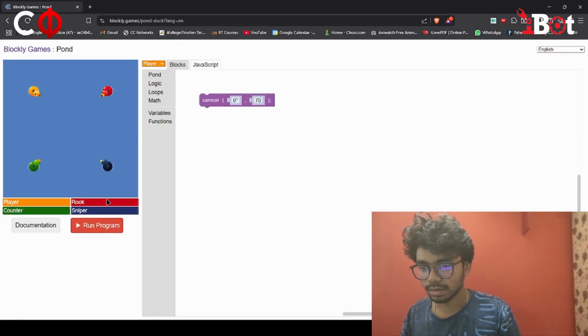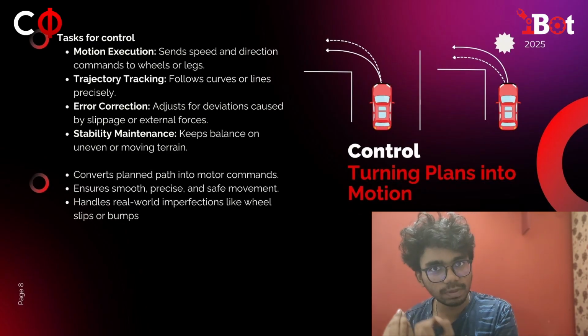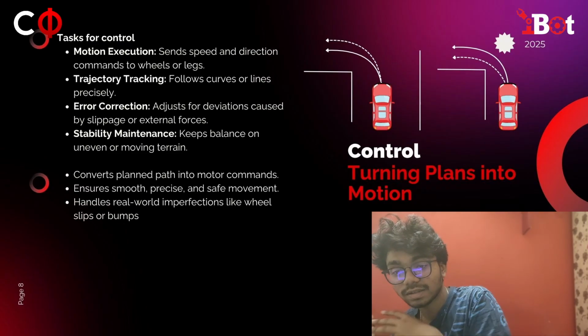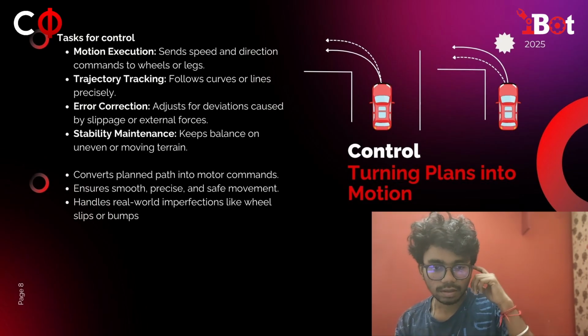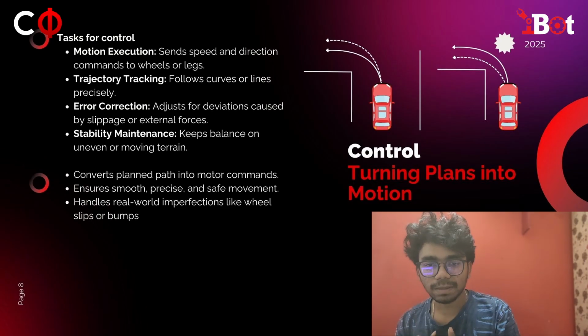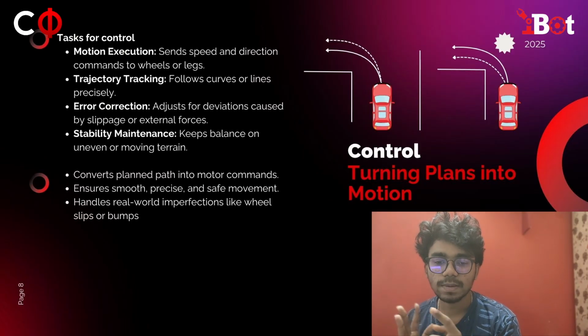Okay, getting back. So basically, what is control? It is the implementation of the plan we pre-planned during the path planning process. The execution of that comes into this. So in path planning there are two types of path planning, and in control there are also two types of controlling. One is open loop and the other is closed loop.